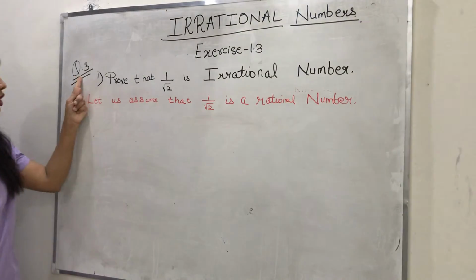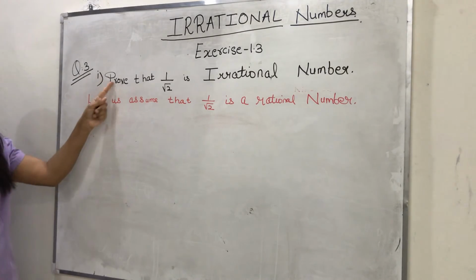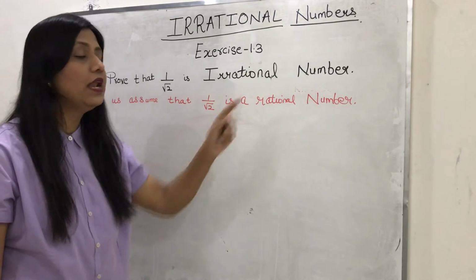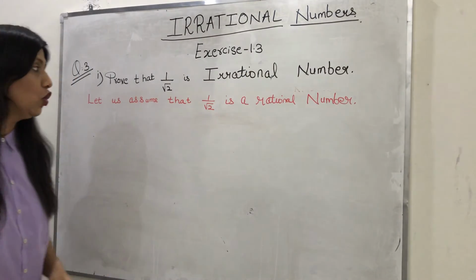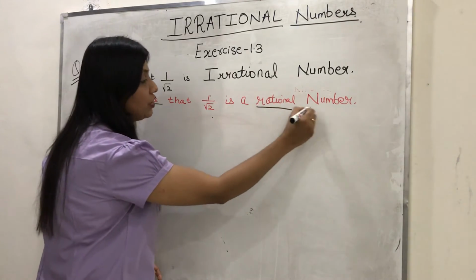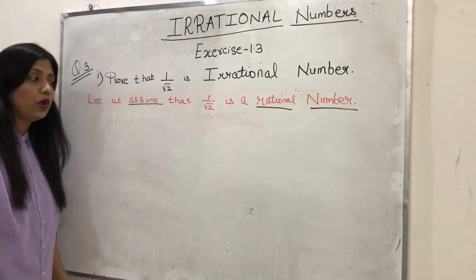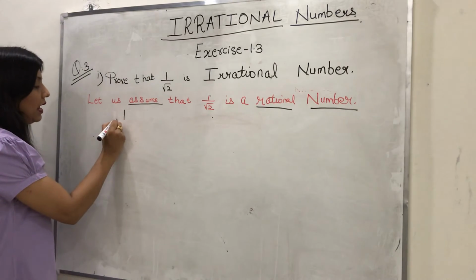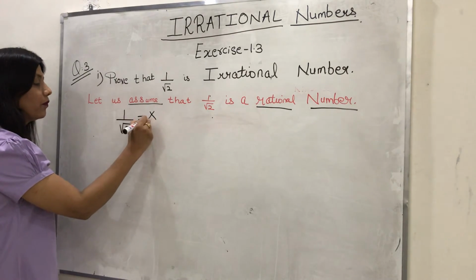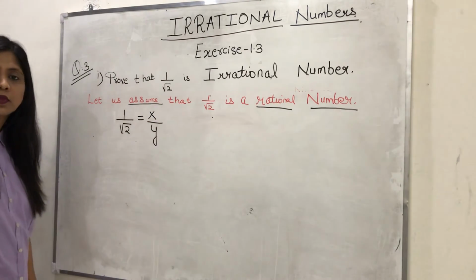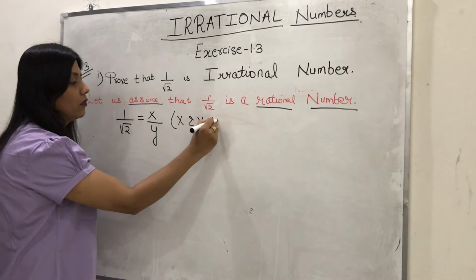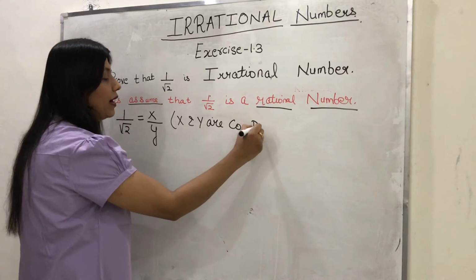So now question number 3 part 1. Prove that 1 upon root 2 is an irrational number. In the same way, first we will assume that 1 upon root 2 is a rational number. So if it is a rational number, it can be written in p by q form, where x and y will be co-prime because they are not having any common factor.